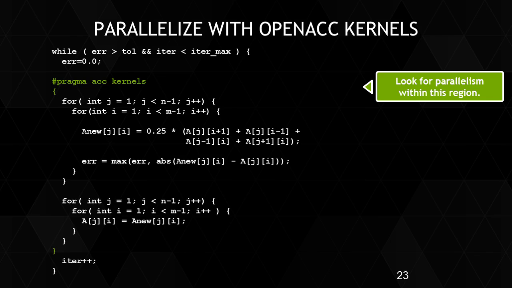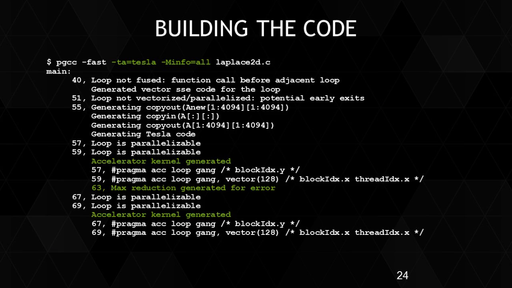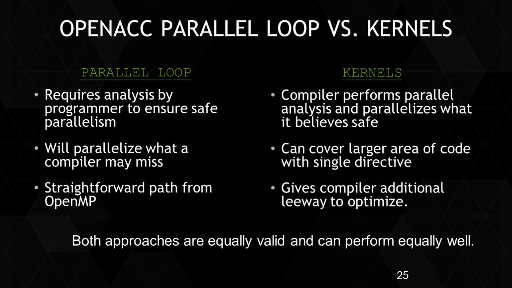So again, showing you the compiler output from this, you can see that the compiler, once again, was able to identify 2 accelerator kernels for us with that one directive, and it also was able to identify this reduction that I talked about previously. So it figured out for me that a reduction needed to occur. So you might ask why there are 2 different approaches and which approach you should take.